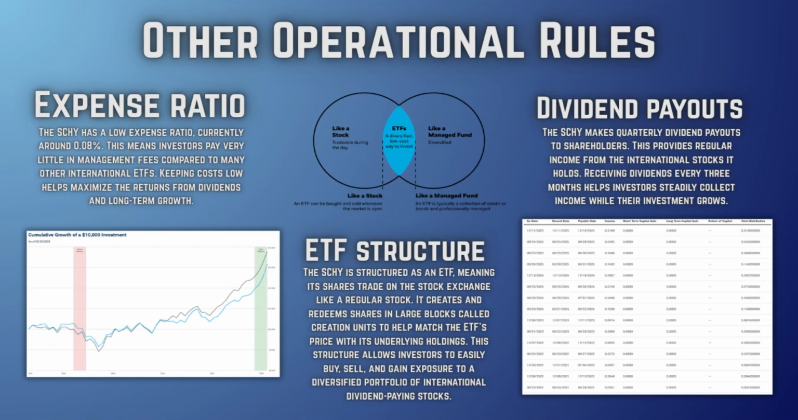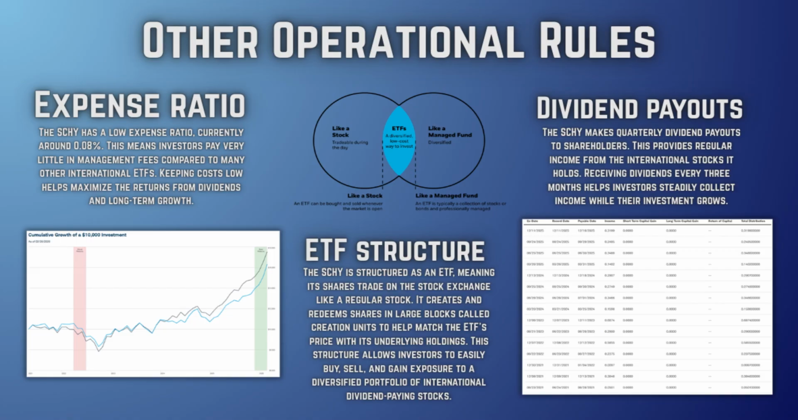And the fourth thing we'll be going over is the other operational rules. Expense ratio is the first one, which is that SCHY has a very low expense ratio of 0.08. This means that you'll be paying very minimal management fees compared to other international ETFs, maximizing your long-term growth and dividend returns. Now, this is considerably lower than the other ETF dividend payouts due to taxes on the region, and I think the 0.08 is a very good margin.